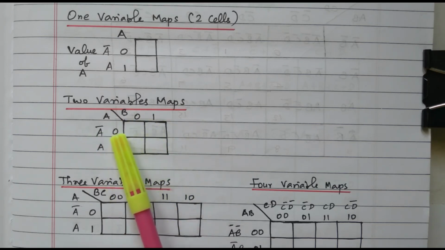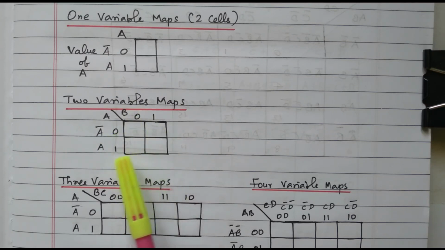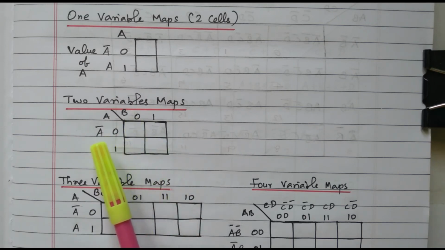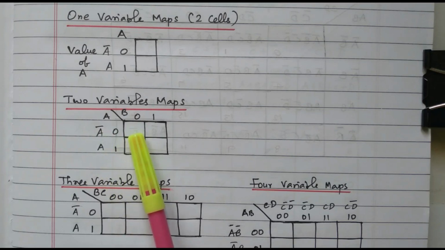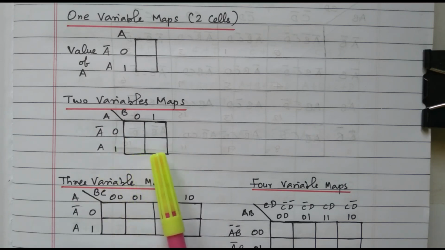So the first cell is nothing but 0, 0. You have to see what is available in the horizontal line and in the vertical line, 0, 0. This one is 0, 1. This is 1, 0, and 1, 1. You have to combine like that. In terms of variables, it is A bar B bar, A bar B, here A B bar, here A B. Like that we can represent, right?